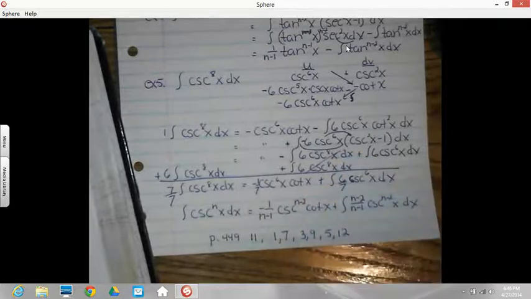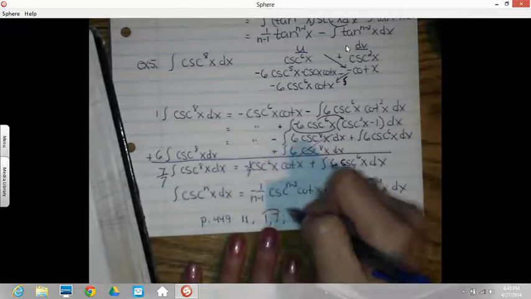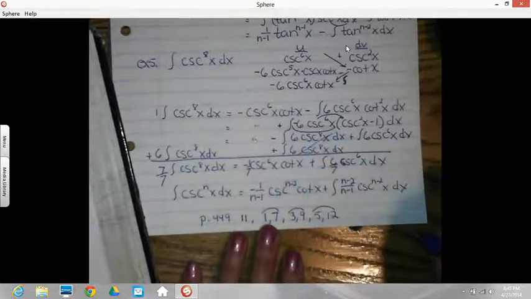Okay, I don't care what order you go in. So 11 matches this one. These 2 are paired up, these 2 are paired up, and these 2 are paired up.